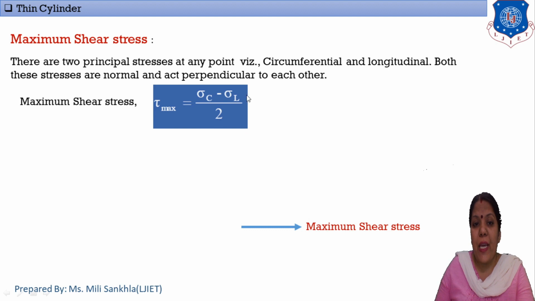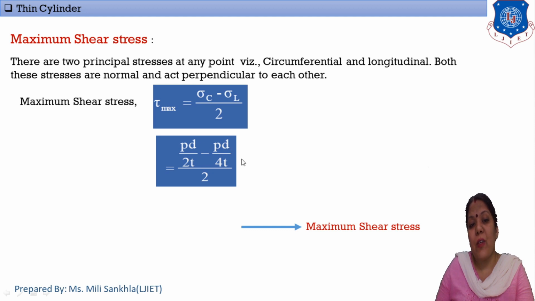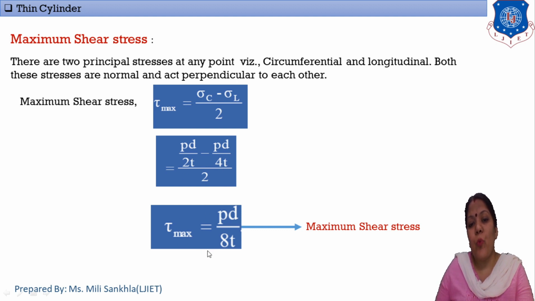In calculation we can take this equation directly also, and if someone goes with this equation then that is okay. σc is equal to pd/2t and σl is equal to pd/4t, divided by 2. Now ultimately τ max is equal to pd/8t. That means there are two equations to solve the maximum shear stress. The first is (σc − σl)/2, and the second equation is τ max equal to pd/8t. This is the maximum shear stress in a thin cylinder.